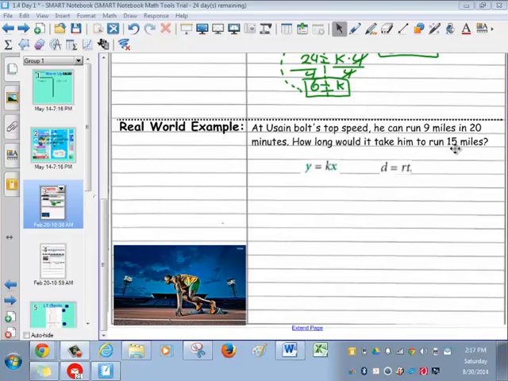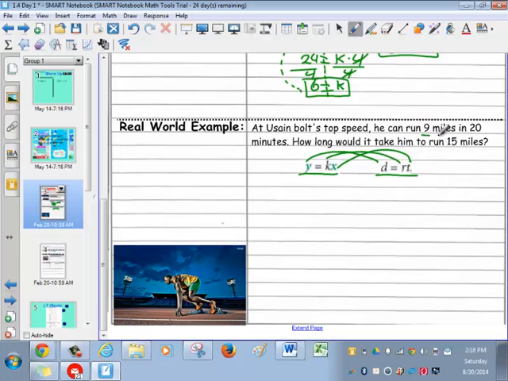Now, there's the direct variation way of doing this, and there's a proportion way of doing this. When you're dealing with speed, which is distance equals rate times time, that's just like direct variation. y equals k times x. The y is the d, the k is the r, which is what we don't know, and the x is the t. So let's plug this information in to figure out how long it will take him to run 15 miles.